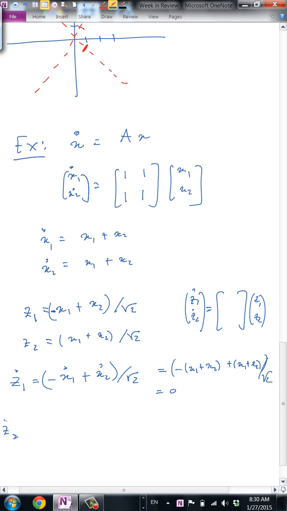What about z2 dot? z2 dot is the derivative of x1 plus x2, so it's just x1 dot plus x2 dot divided by square root of 2. And plugging in what x1 dot and x2 dot are from over here, I get that this is equal to 2 times x1 plus x2 divided by root 2.